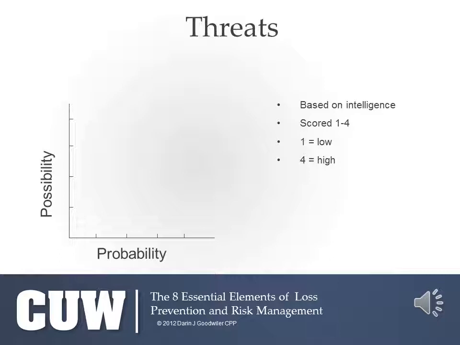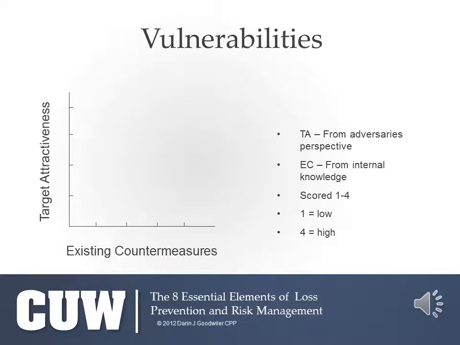The highest possible score, again this is an average, that somebody could get on this is a 4. So if you had a possibility of 2 and a probability of 2, the average is 2. If you had a 4 and a 4, obviously the average would be 4. So again, the highest number you could get from a threat perspective would be 4.